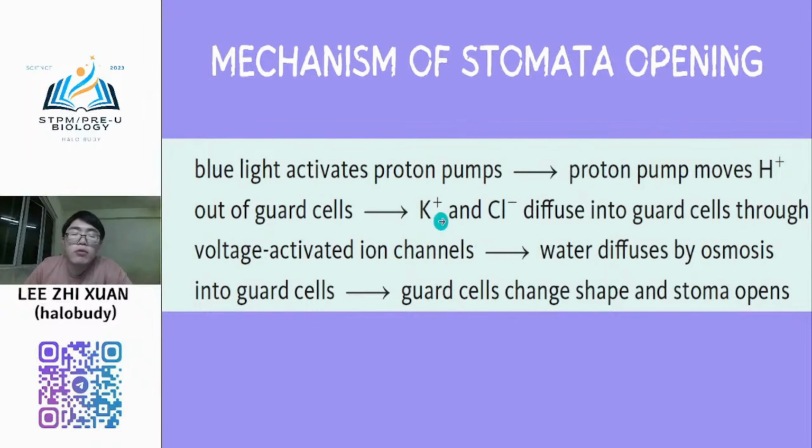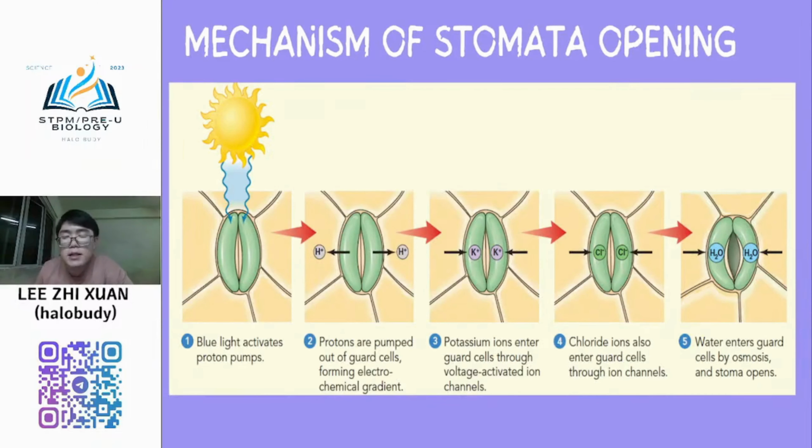And then after that, once the potassium ion and chloride ion diffuse into it, the accumulation of these two ions will decrease the water potential. So the water from the surrounding cells will diffuse into the guard cell by osmosis. Once many water molecules enter the guard cell, it will become turgid, change its shape and cause the stomata to open. So that's all for the mechanism of the stomata opening. I think it is very easy, not very hard.